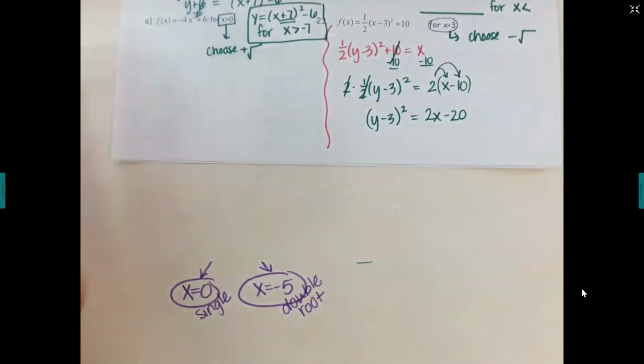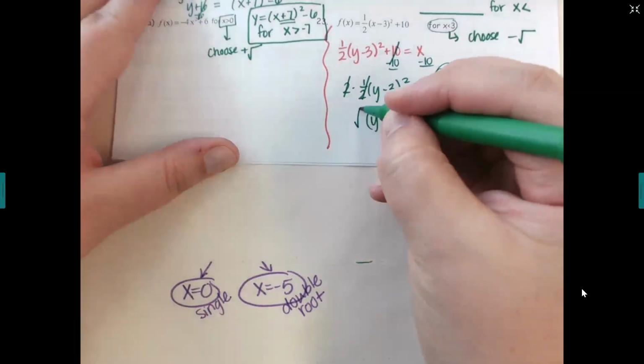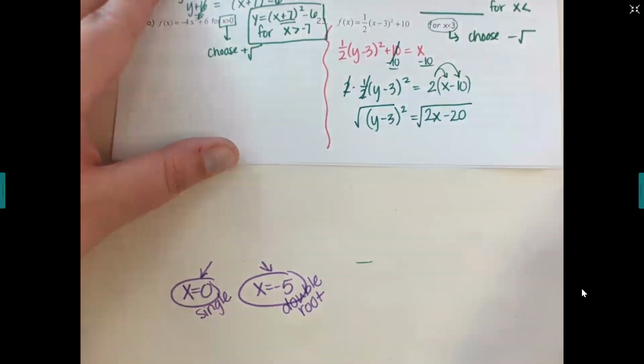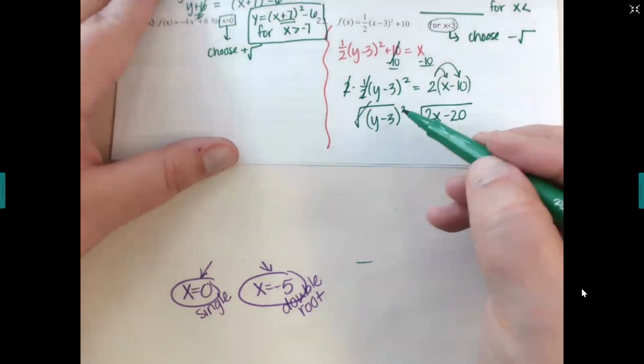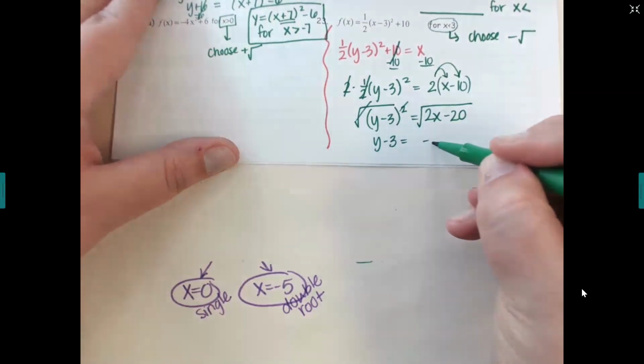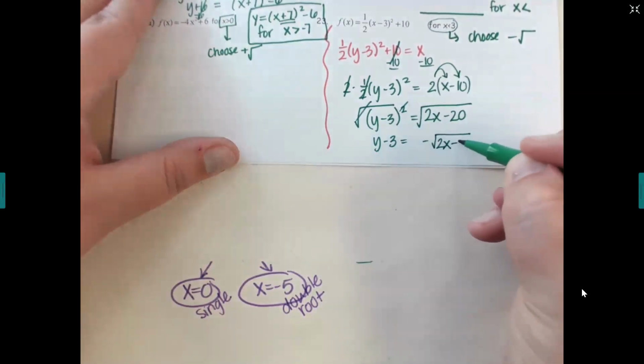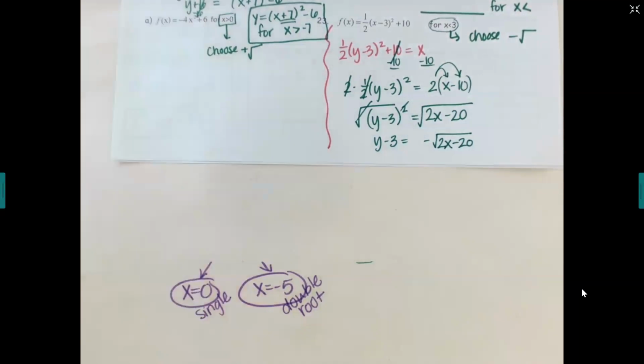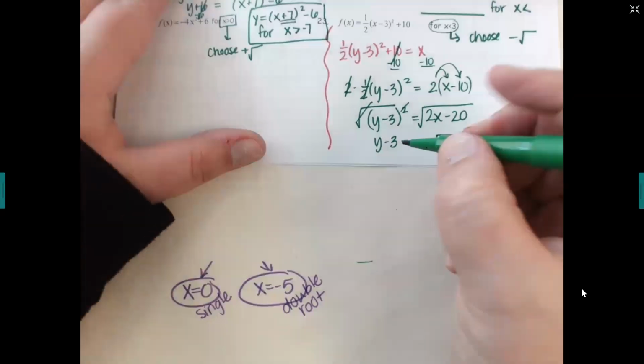Then from there, I gotta get rid of my squared by taking the square root. And when I square root, I'm picking a plus or a minus to go in front. Which one did we say we're picking? The minus. So it's y minus 3 equals the negative square root of 2x minus 20. And then the minus 3, zip it across as plus 3. Okay.